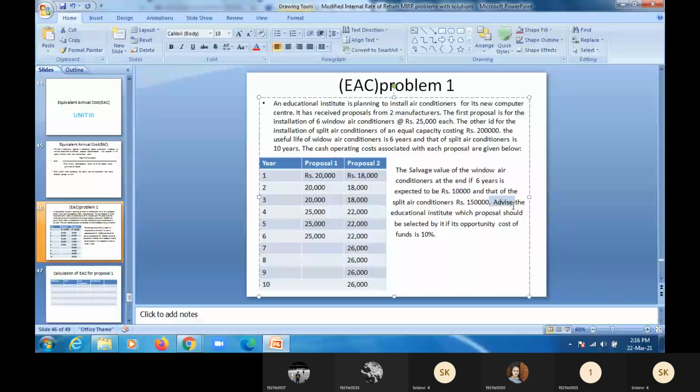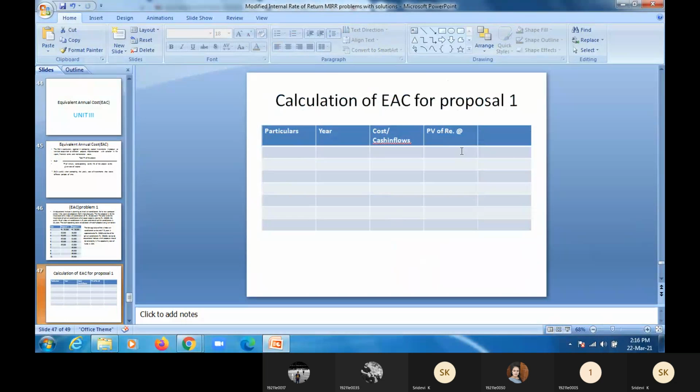See here, advise the educational institute which proposal should be selected. Why? If its opportunity cost of funds is 10%. Okay, opportunity cost of funds is nothing but the cost of capital. So that is given as 10%. No? So that means at 10% discount factor, you are going to find out the present value of rupee. Okay, take it in this column. And then go for finding out the present value of cash inflows. CI stands for cash inflows at 10%.